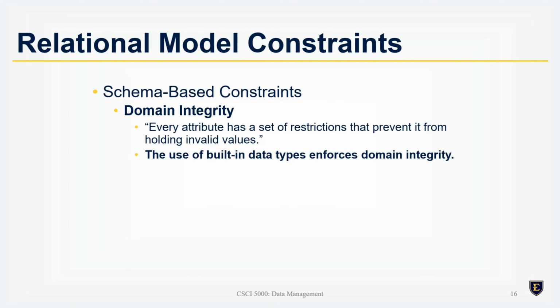Looking now at schema-based constraints, we have something called domain integrity. Domain integrity says that every attribute has a set of restrictions that prevent it from holding invalid values. And the easiest way to ensure domain integrity is the use of built-in data types. The use of built-in data types allows us to say, okay, this particular value is an integer, this particular value is a decimal, or this one is a date, or this one is a string, or a set of characters.